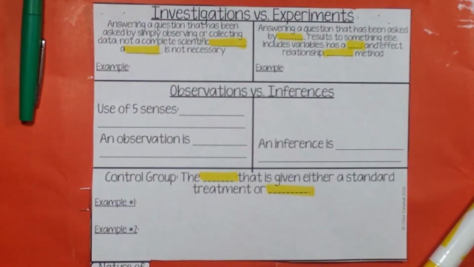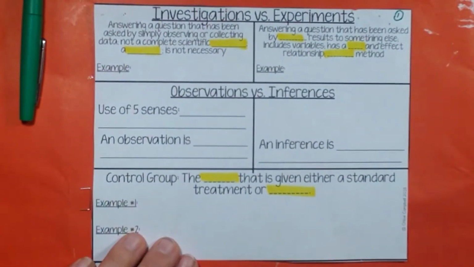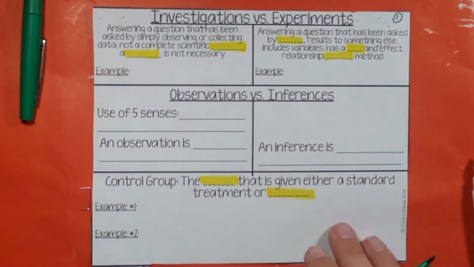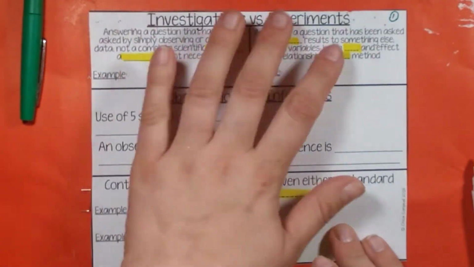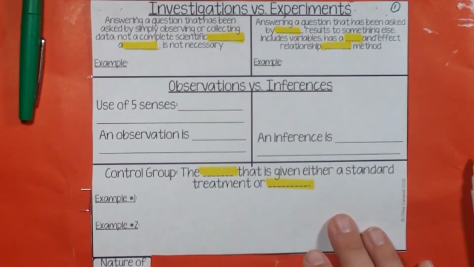Hi everybody, we're going to be doing our FSA review and we're going to be talking about Unit 1 today, which is Nature of Science. On our page 1, we are going to be talking about investigations, experiments, observations, inferences, and things like that. So you need to follow along. If you want to have a highlighter, you're more than welcome to highlight and then fill it in. But these are going to be the main things that you need to remember for Nature of Science for FSA.